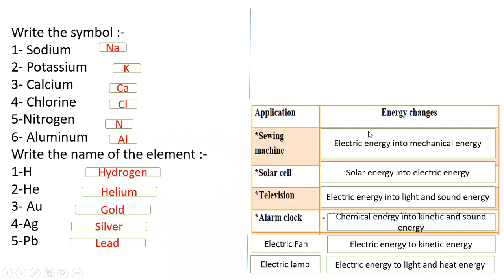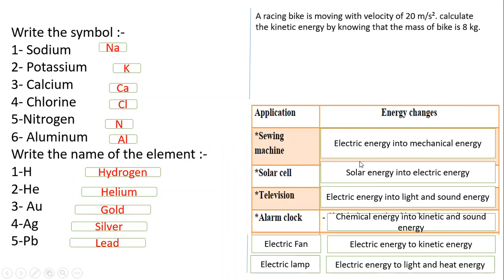Please, they are so important. Keep them in mind. Here is a problem. Are you ready? Now, a racing bike is moving with velocity, it means speed. Velocity is the speed in a certain direction. Speed, you will take it in third prep. A speed of 20 meter per second. Calculate the kinetic energy by knowing that the mass of the bike is 8.